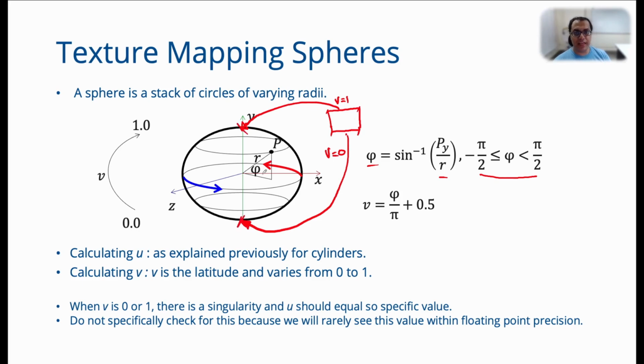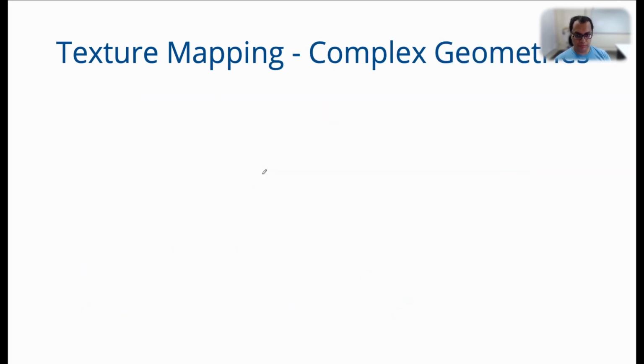But this is a very rare case because you are dealing with floating point values. Exactly V equal to 0 or V equal to 1 very rarely happens. If it happens, then you can just take a value from the edge and map it to that one. You do not specifically check for it. So if you have regular shapes like spheres, cones, cylinders, cuboids, then you can do this texture mapping as we have discussed.